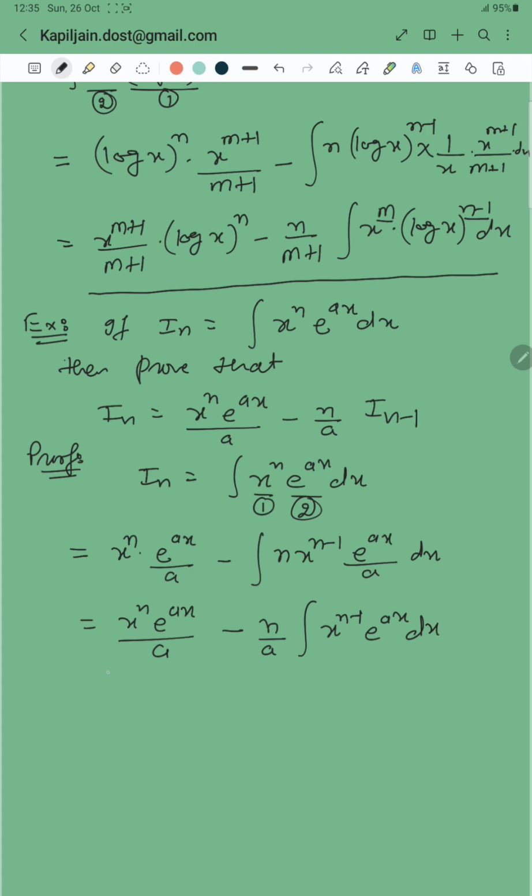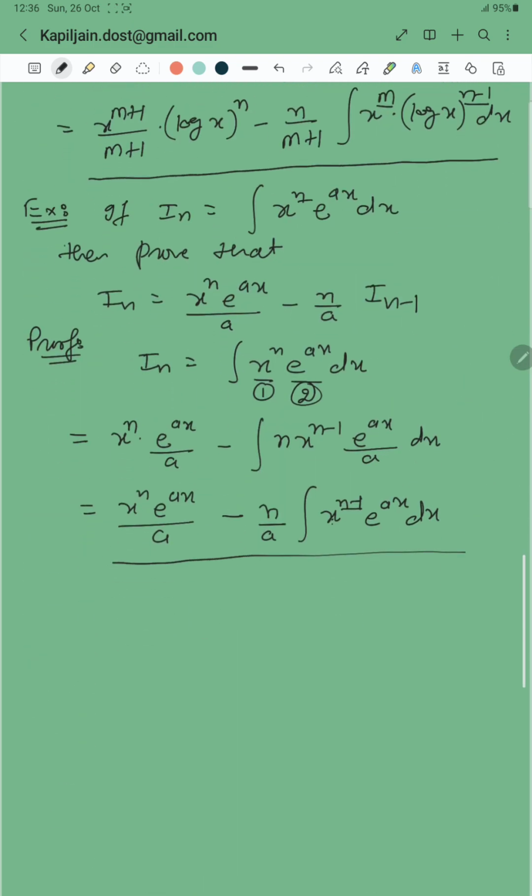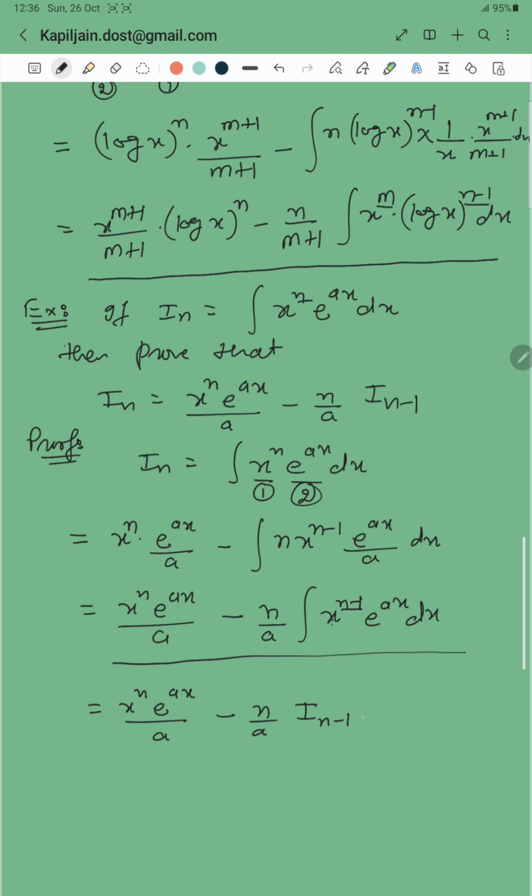So this is our final form, in which we see that in the integral x raised to power n is replaced by x raised to power n minus 1 and e raised to power ax is the same. So this is x raised to power n e raised to power ax by a minus n by a, and this integral can be replaced by I n minus 1.